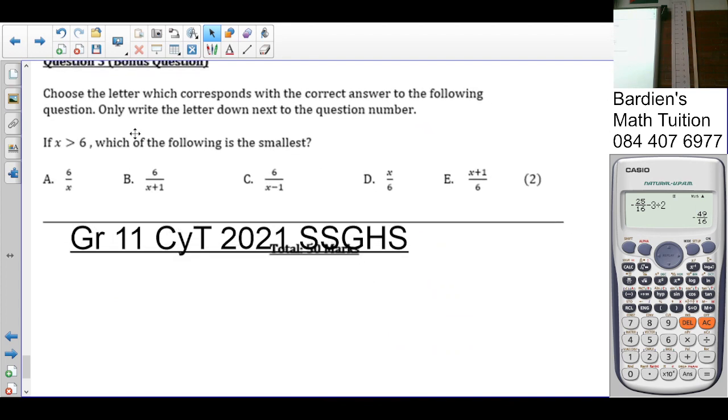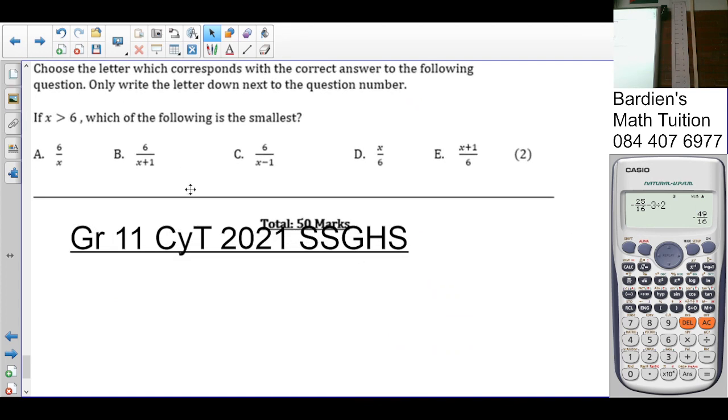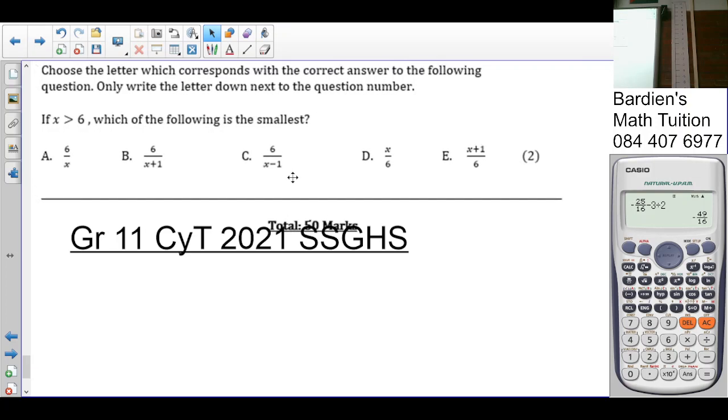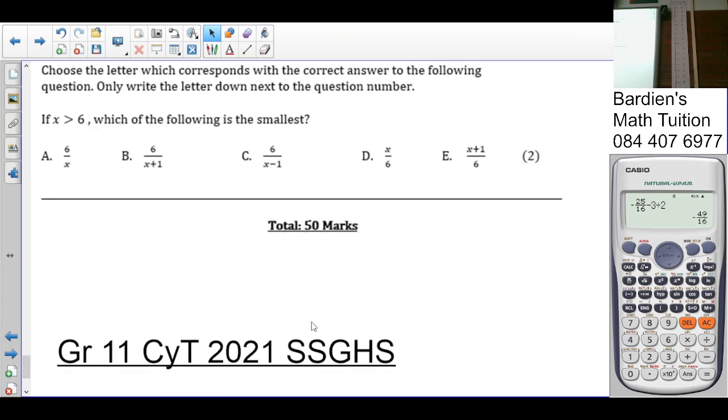Bonus question. Choose a letter which corresponds with the correct answer to the following question. Only write the letter down next to the question number. If x is greater than 6, which of the following statements is true? So what I do is I choose any number greater than 6. 7, nice. So if x is 7, there's going to be 6 over 7.